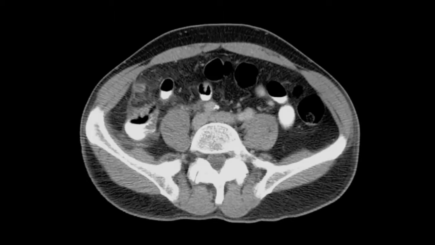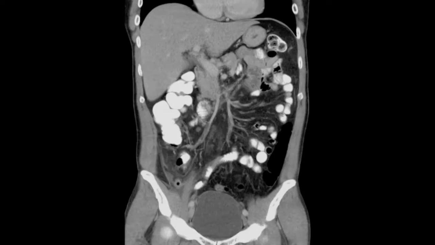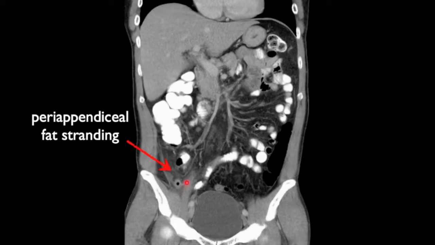When we switch to the axial plane, we can see that the appendix is abnormally distended, measuring greater than 6 mm in diameter. And the fat surrounding the appendix is abnormal. Instead of appearing nice and black, the fat is edematous and has turned grey, an appearance known as fat stranding. We can compare that to a region of normal intra-abdominal fat here, which has a nice black appearance.